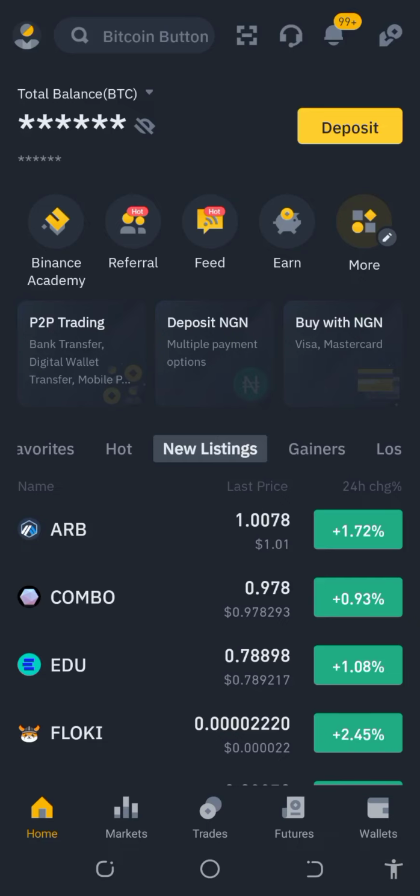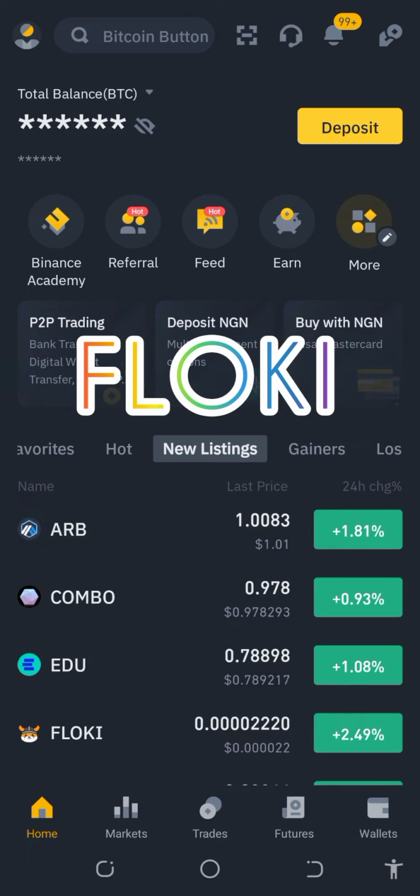In this spot trading event, we are going to be looking at another one of these new kids on the block called FLOKI.